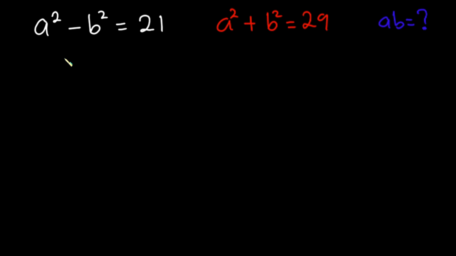In this video, we have this system of equations. We have a squared minus b squared is equal to 21. Then we also have a squared plus b squared is equal to 29. And we have to find the value of a times b.